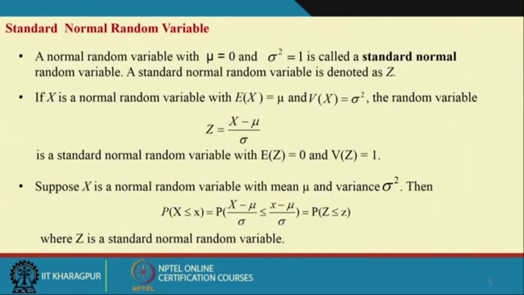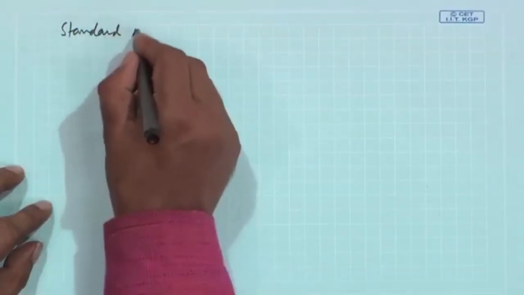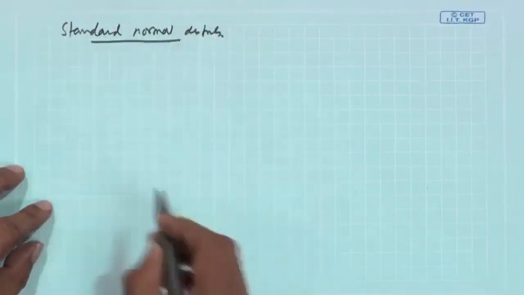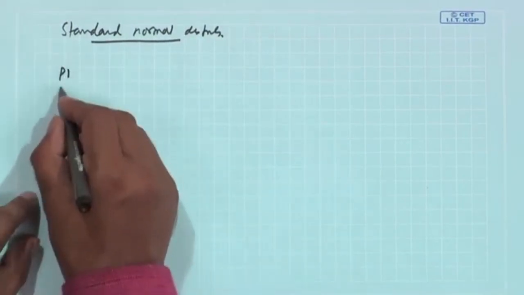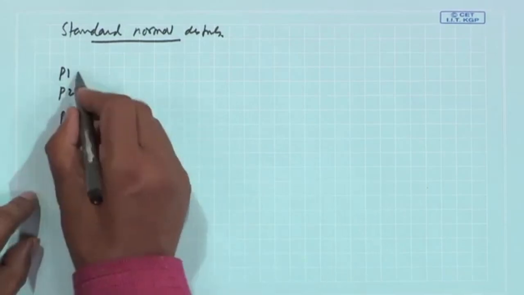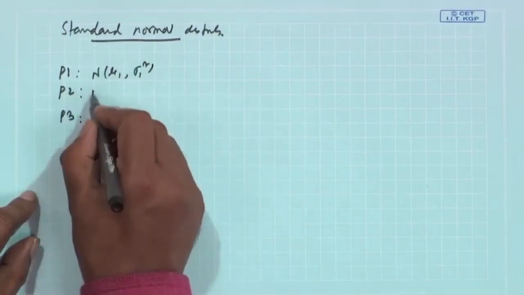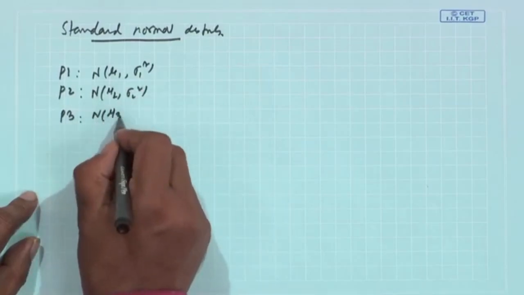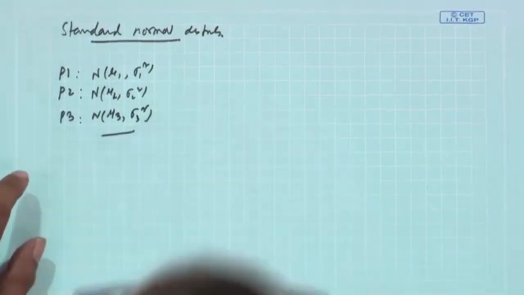Now another important concept is the standard normal distribution. You have seen normal distribution, but standard normal distribution. For example, suppose I have three processes: process 1, process 2, process 3. And everywhere it is normally distributed, with mu 1 and sigma 1 square, this also normally distributed with mu 2 sigma 2 square, this normally distributed with mu 3 sigma 3 square. Let it be like this.